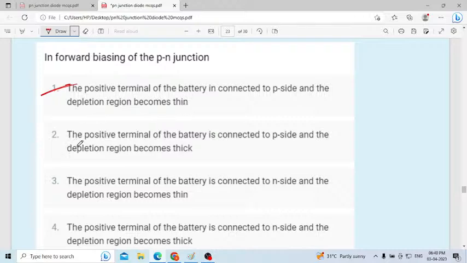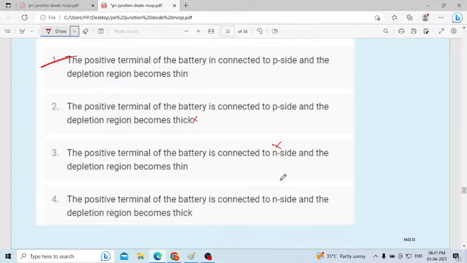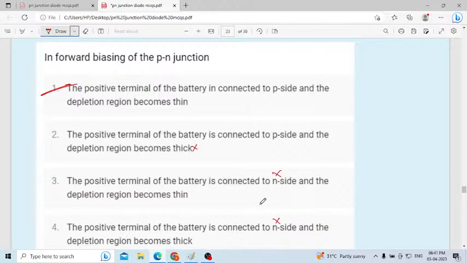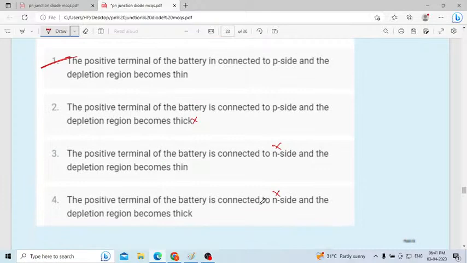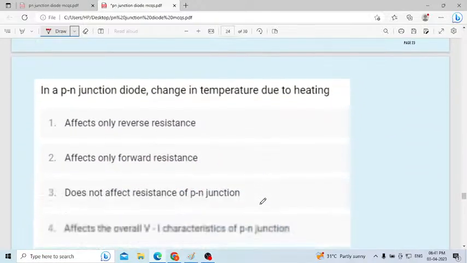Next option: the positive terminal of the battery is connected to the P side, but the depletion region becomes thick. This is wrong. Then positive terminal connected to the N side, this is wrong. The last option, the positive terminal of the battery is connected to the N side, this N side itself is wrong. Therefore, the correct answer for this question is option 1. Next, move to the next question.